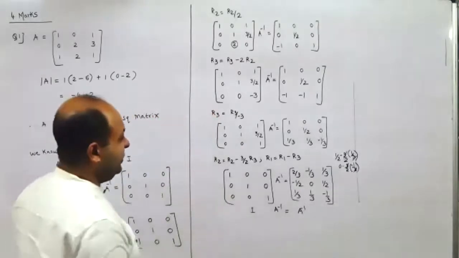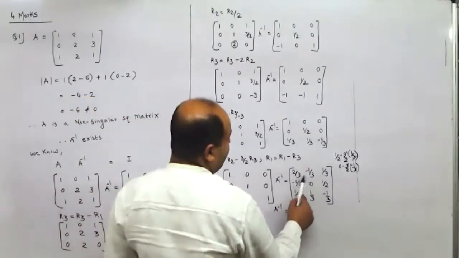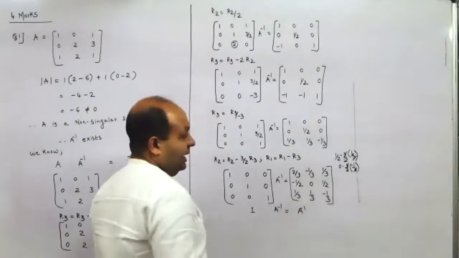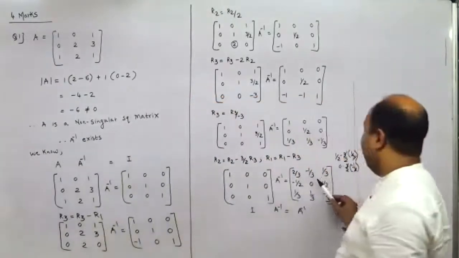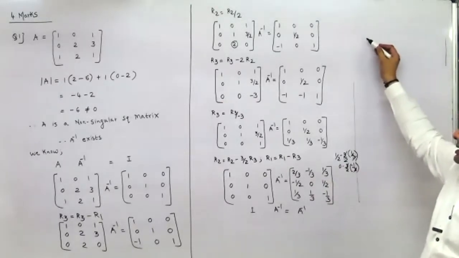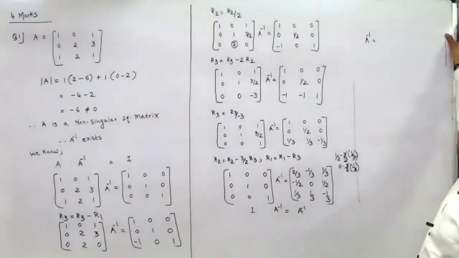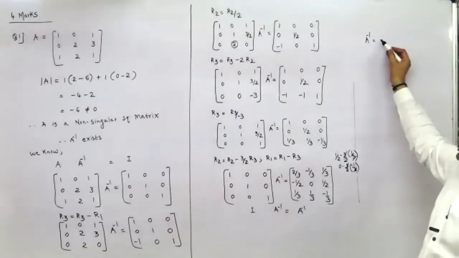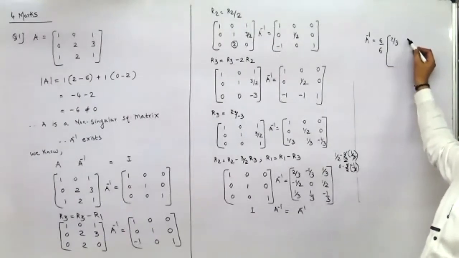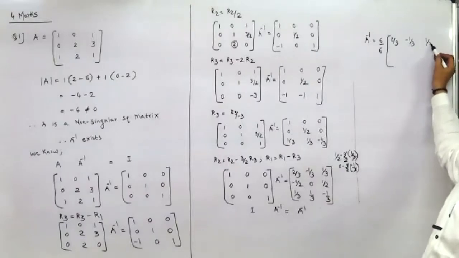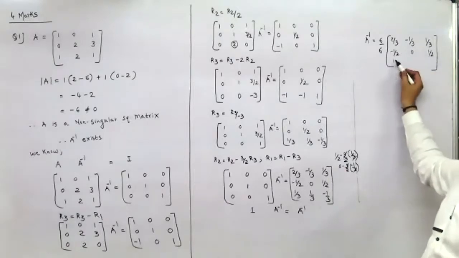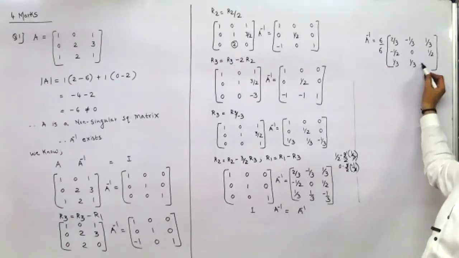Now the problem here is, if you observe, this has denominator 2 whereas this has denominator 3. So to get common divisor as 6, I'll multiply and divide by 6 here. So in that case, when I multiply and divide with 6, I would get A inverse equal to 2 by 3, minus 1 by 3, 1 by 3. This is minus half, 0, half. This is 1 by 3, 1 by 3, minus 1 by 3.